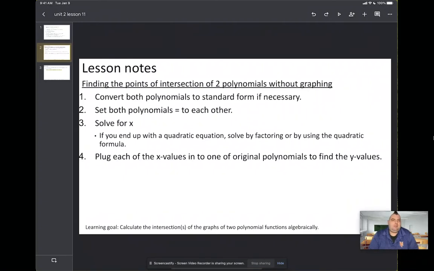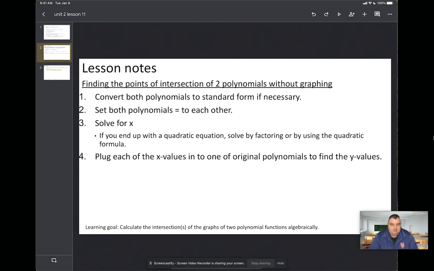Hi everyone, welcome back. We're up to lesson 11 of unit 2. In this case, we're going to learn how to find the points of intersection of two polynomials without graphing. And the steps to do that are right here.